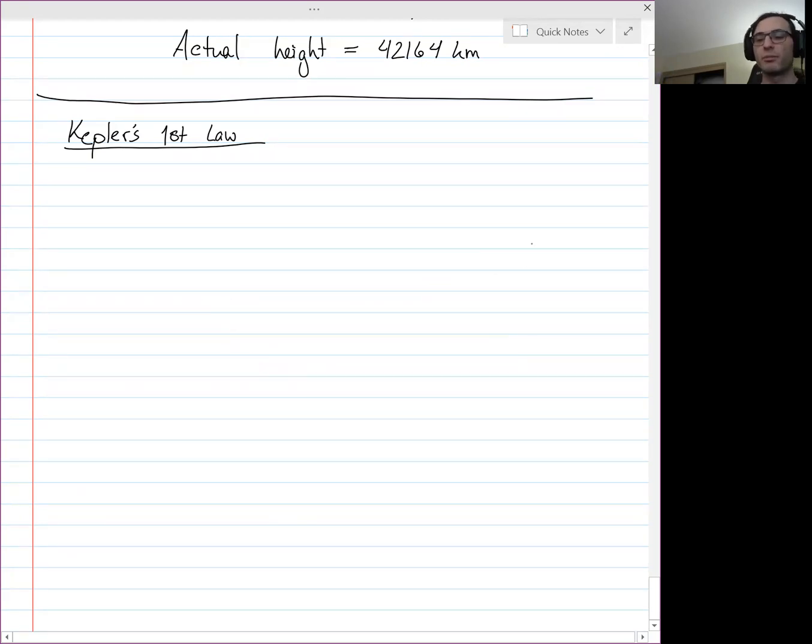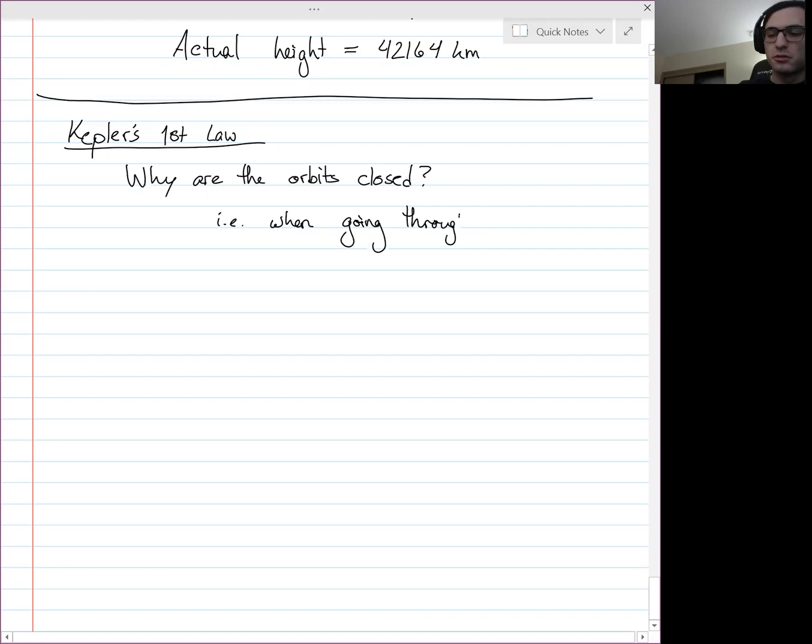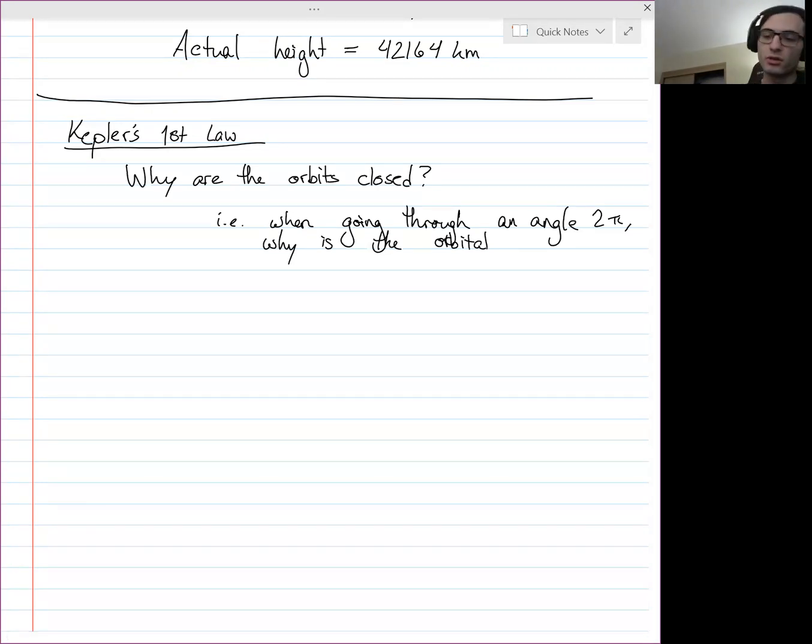It could have been that maybe the orbits are box-shaped. That we can't prove yet. One can do it, but you don't have the math for it, but it's doable. So we're going to answer the question, why are the orbits closed? And we're going to use Newton's second law to show that. When going through an angle, why is the orbital distance the same? That's what it would mean to be closed, right? You're the same distance away, and you've gone through 2 pi radians of angle, so you're at the same position.